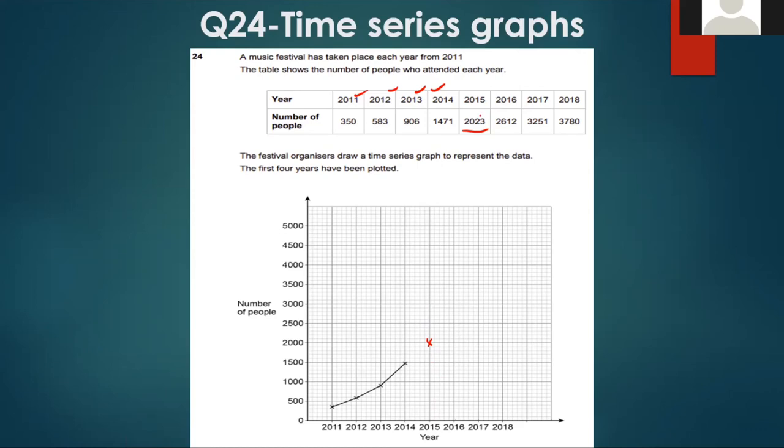2016 then is 2612. So if it's 2,500 here and 3,000 here, 2,600 is going to be about there, because 2,600, 2,700, 2,800, 2,900, 3,000. 2612 is going to be just a little bit more than 2,600. Obviously, it's quite hard to do here. So it's going up a little bit, still in that range, but no bigger than that one. So it's about there, okay? Just to make it a little bit more accurate for you guys.